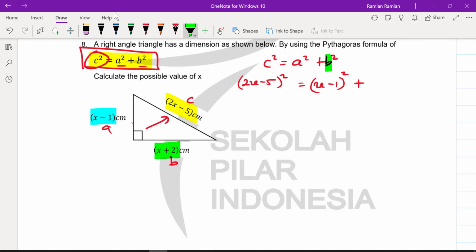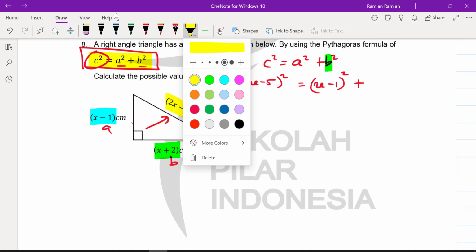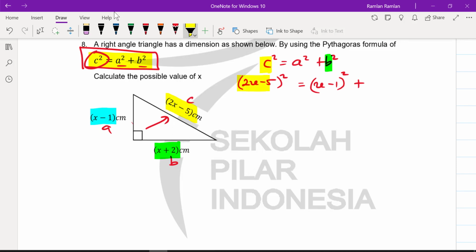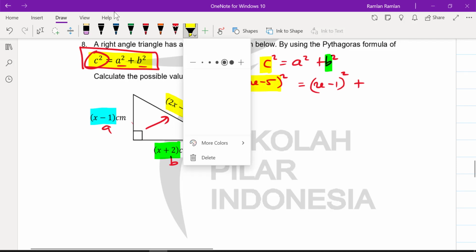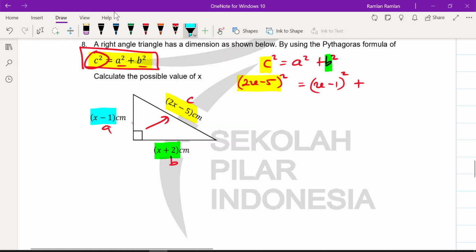Maybe I'm just going to do this so you can see what really happened. This is the c, and this is the c, right? And then this is the a, and this is the a. You can see it from here. Okay, guys, and then the b is x plus 2, and that will also be squared.